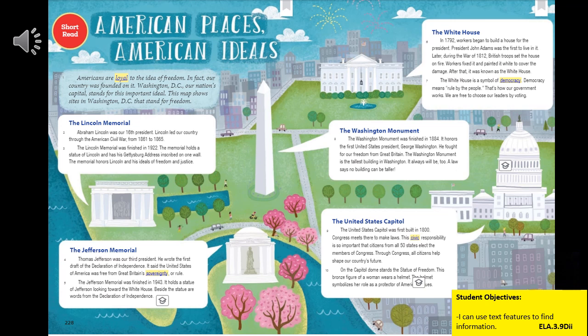American places, American ideals. Americans are loyal to the idea of freedom. In fact, our country was founded on it. Washington, D.C., our nation's capital, stands for this important ideal. This map shows sites in Washington, D.C. that stand for freedom.